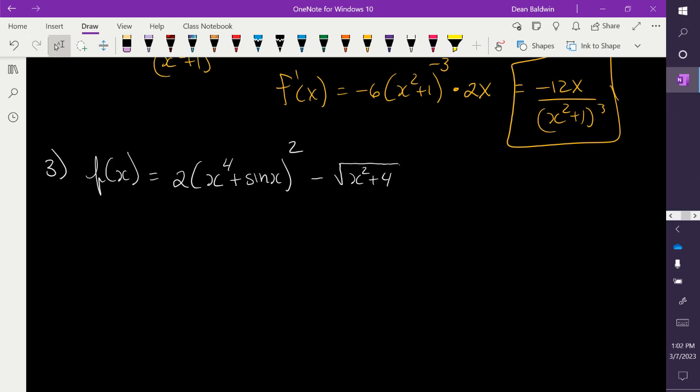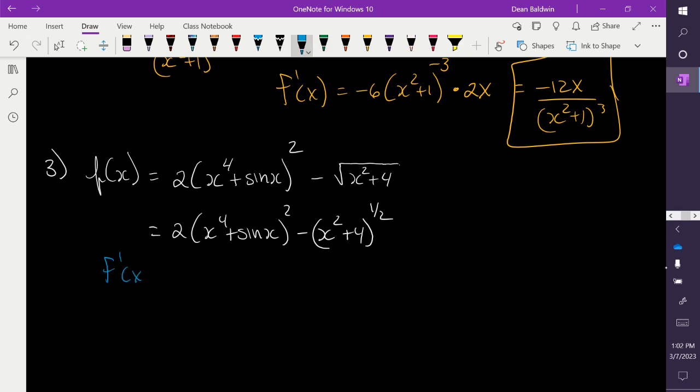So, first of all, I look at this. What do I not like about it? Radicals. You don't want radicals, so you got to write it as a power. So we write it like that. All right. Now we can do the derivative.